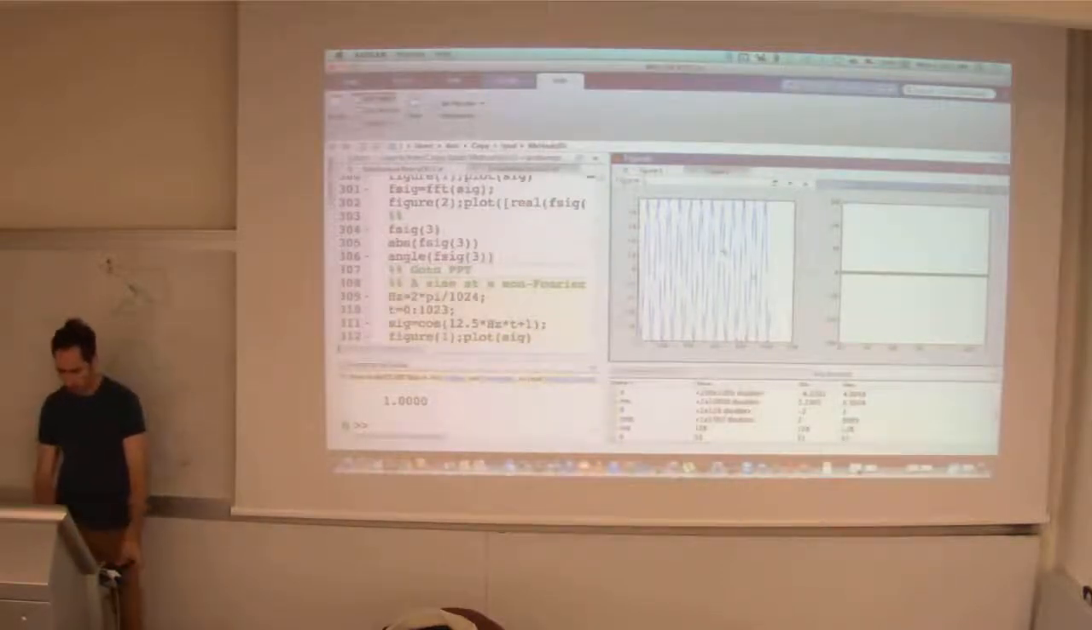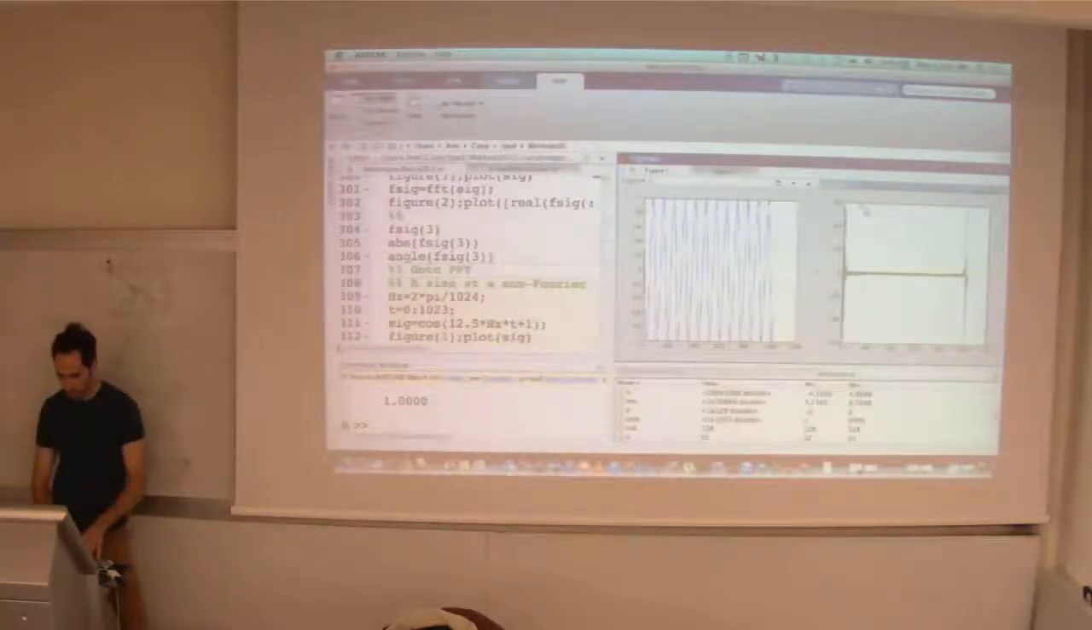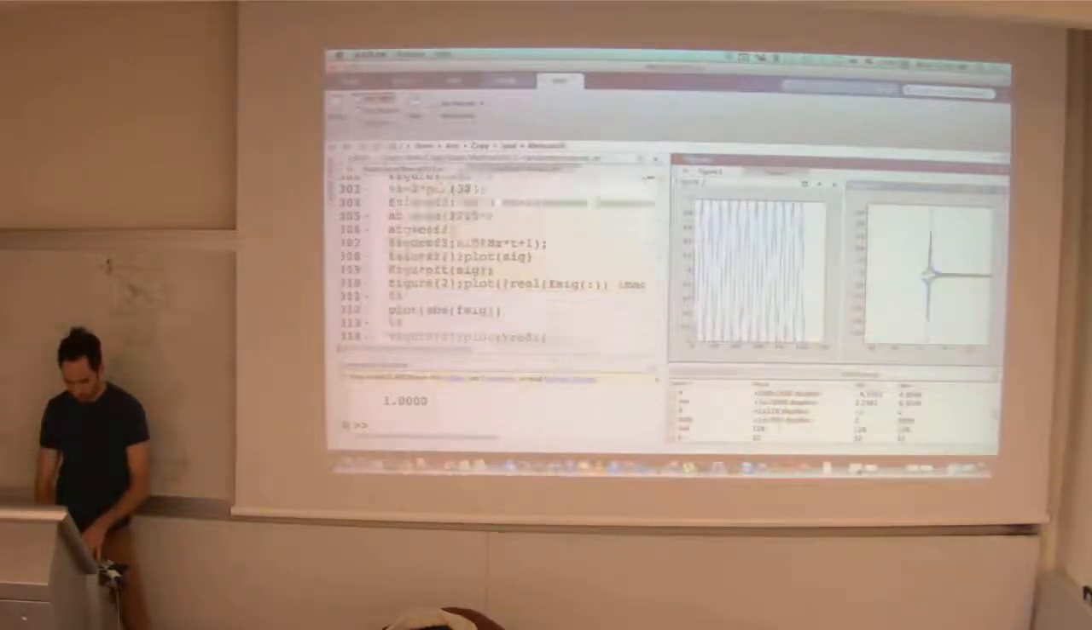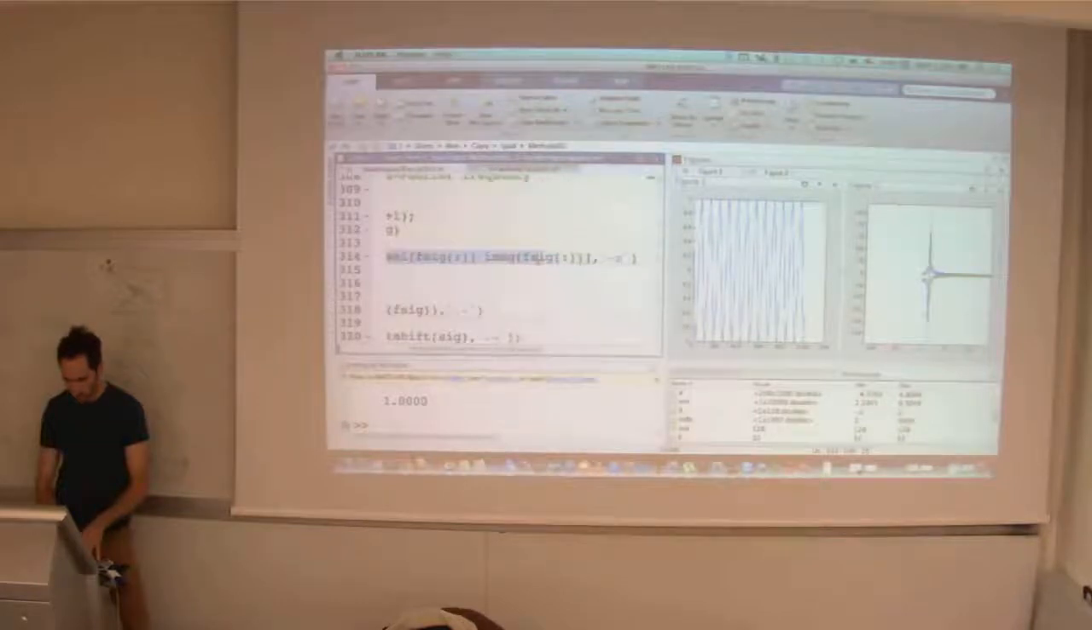So we stopped at the Fourier decomposition of a signal that is not a whole cycle, 12 and a half, and we saw that the representation is kind of weird. So here I plotted the real part and the imaginary part.